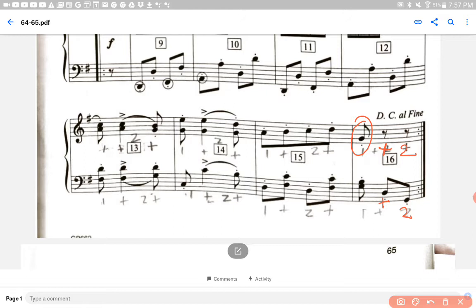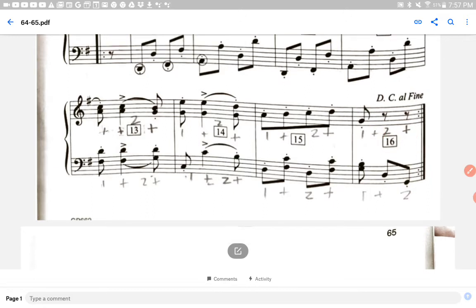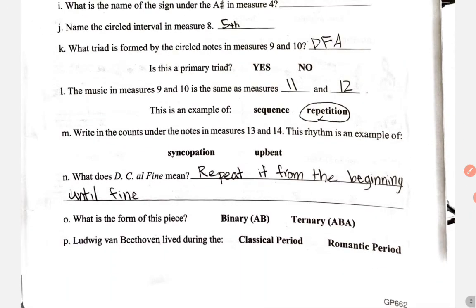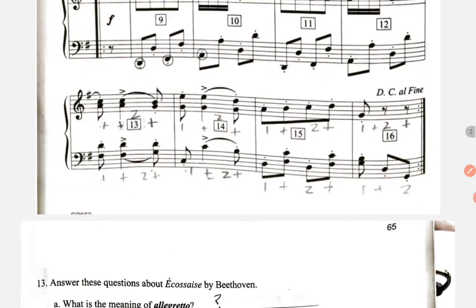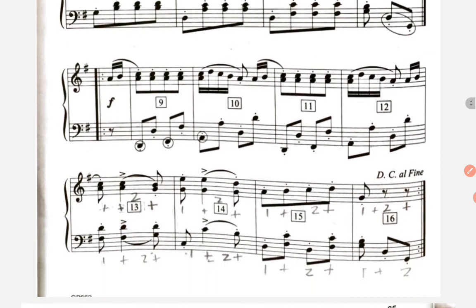Okay, let's look at the next question. They are asking if this rhythm is an example of syncopation or upbeat. So remember, we just talked about upbeat being a part of an incomplete measure that actually starts before the measure starts. Okay, let's look at that and let's see what we can find.